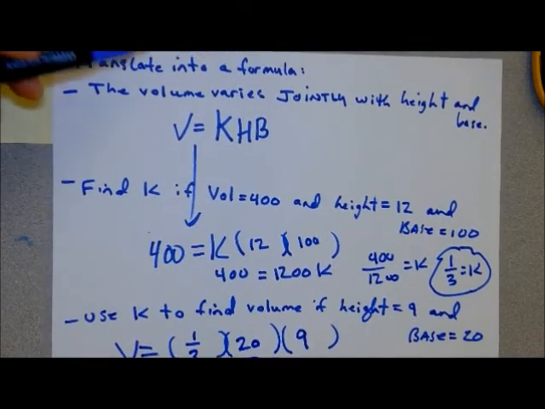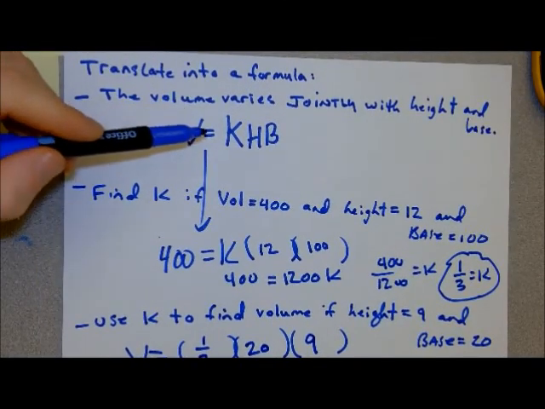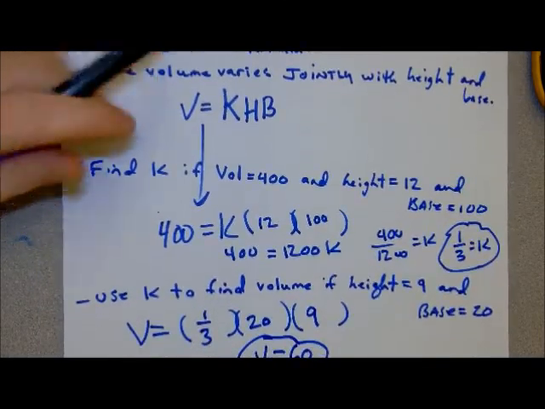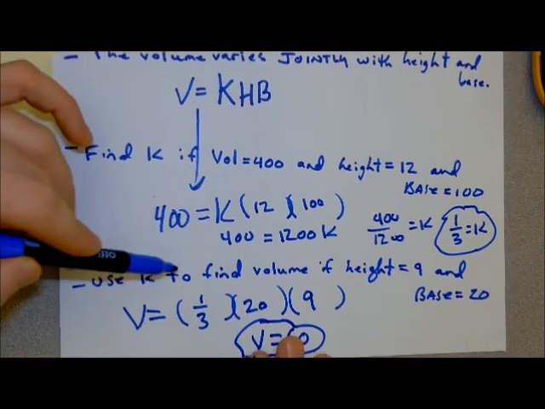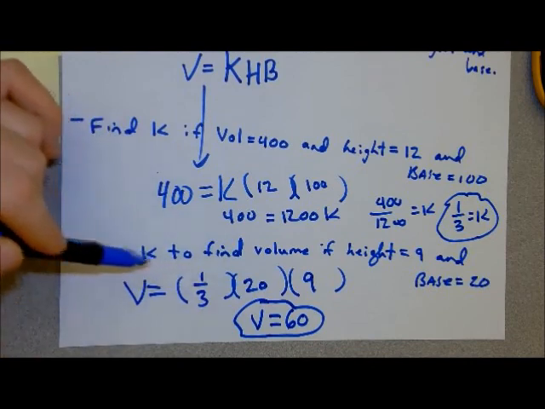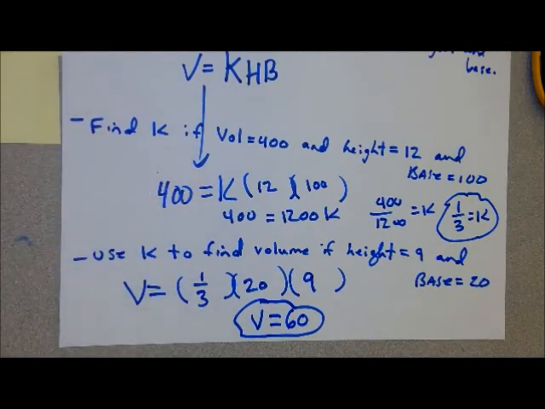So recapping this problem, you needed a formula for joint variation. In part B, we used the numbers they gave us to solve for K. And in the third part, you use K to find what they asked for in the question.